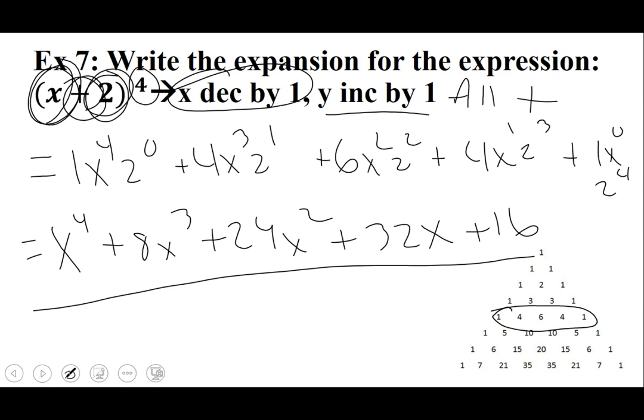Now, if you're wondering, would it really take me that long to do (x + 2) times (x + 2) times (x + 2) times (x + 2)? Well, maybe not, but what if you were going to the 14th power? Or what if instead of x + 2, it was 10xy + 16? Then this obviously is going to be a bit of a time saver.